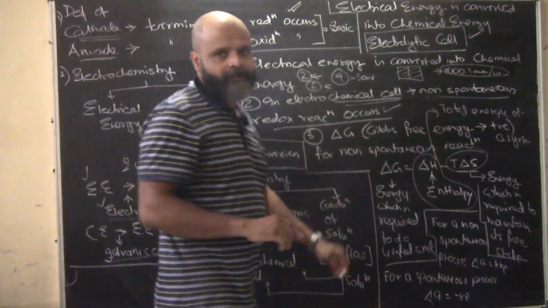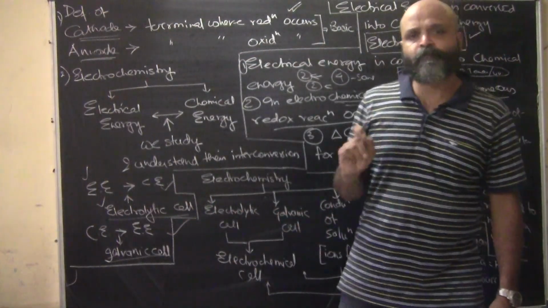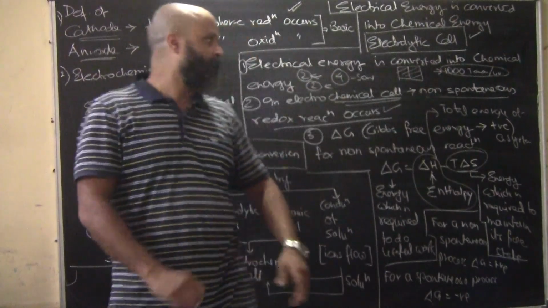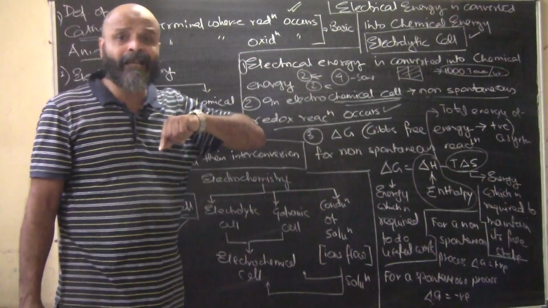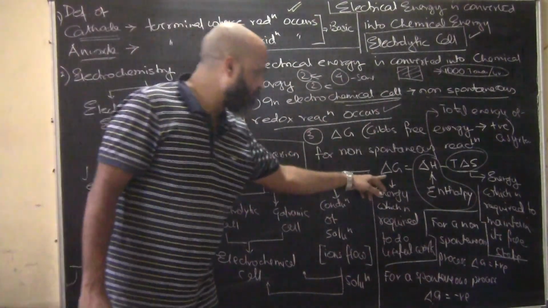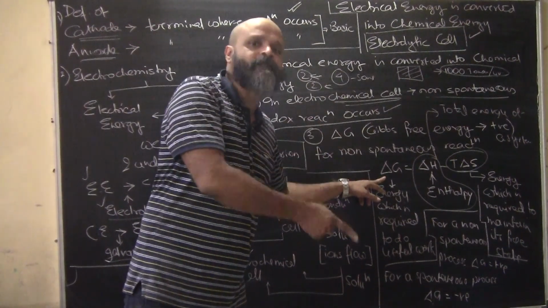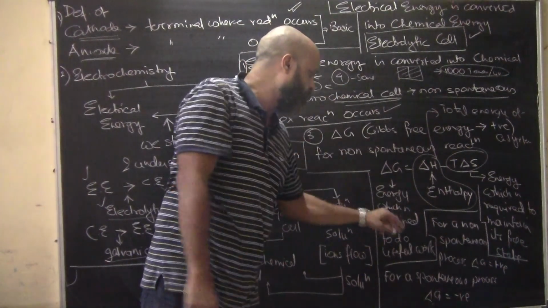Now, in this system, which is a non-spontaneous system in an electrochemical cell, we are supplying some amount of energy. So, on top of Gibbs energy, we are supplying some more form of energy.